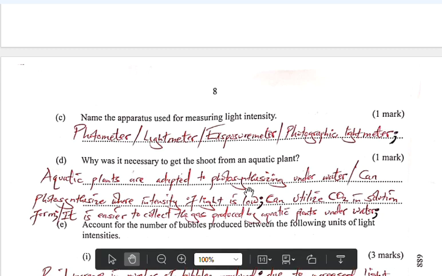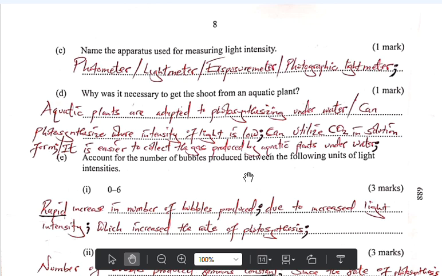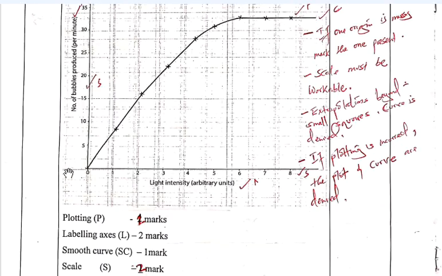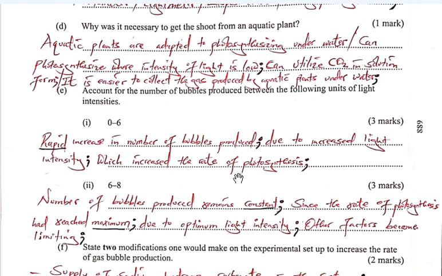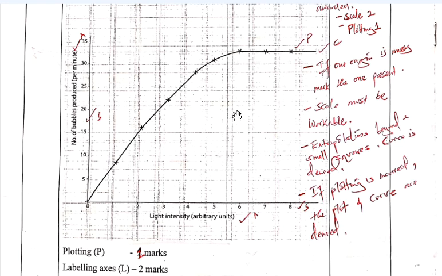Then account for the number of bubbles produced between the following units of light, that is 0 to 6. As you can see, 0 to 6. From 0 to 6, the number of bubbles is increasing. Let's explain. There is a rapid increase in number of bubbles produced due to increased light intensity, which increased the rate of photosynthesis. Then 6 to 8, let's look at 6 to 8. Light intensity between 6 to 8, you can see it is a constant. The number of bubbles remains constant.